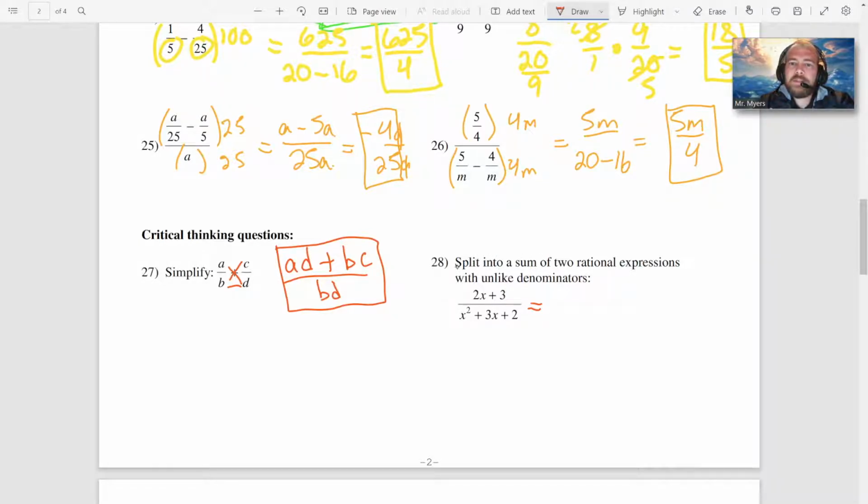Number 28, last one. Split into a sum of 2 rational expressions with unlike denominators. Okay, this is actually very, very interesting. So the technical way to do this is what's called partial fraction decomposition. And that's what they're kind of wanting you to do on this one. So number 28, they really ramped it up really fast here. This is actually something that I didn't even learn until Calc 2. You're kind of supposed to learn it in pre-calc, but, you know, it is what it is.